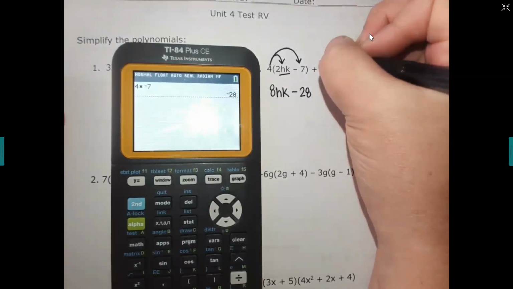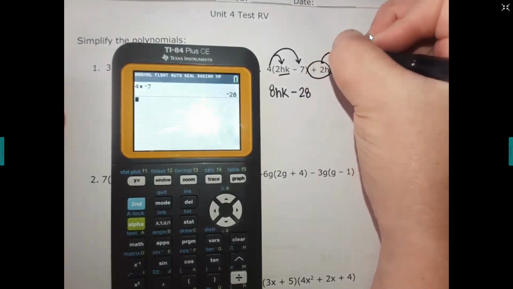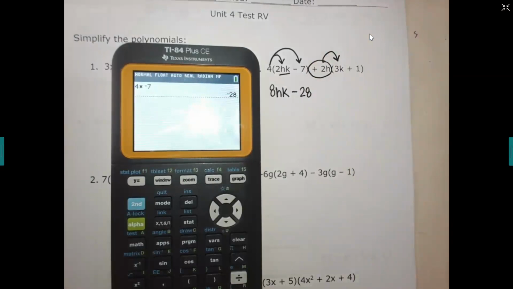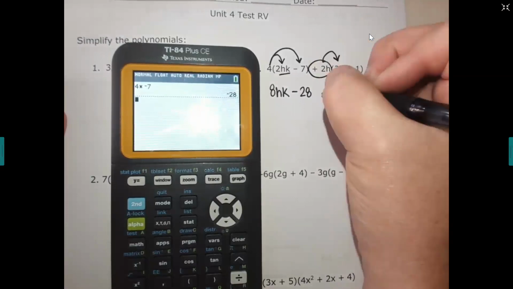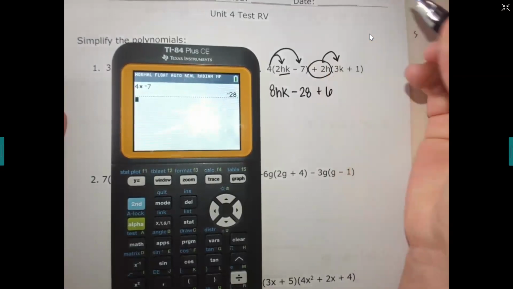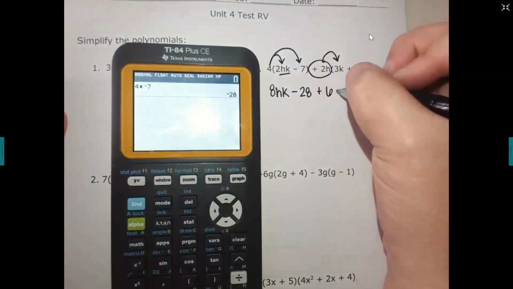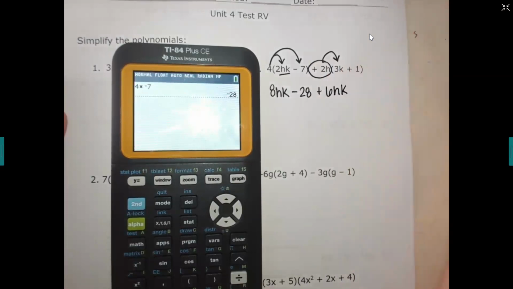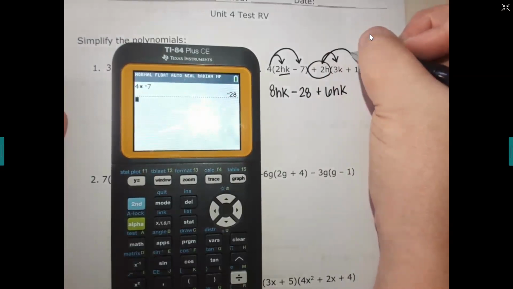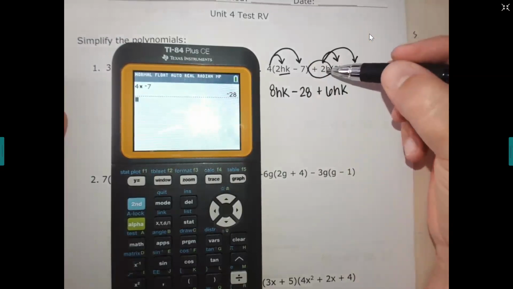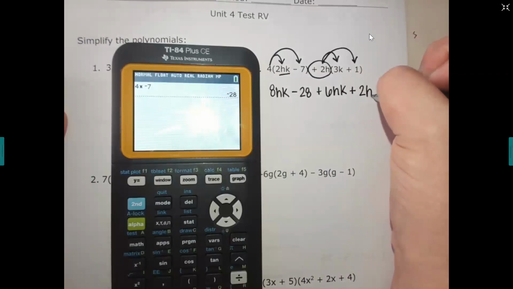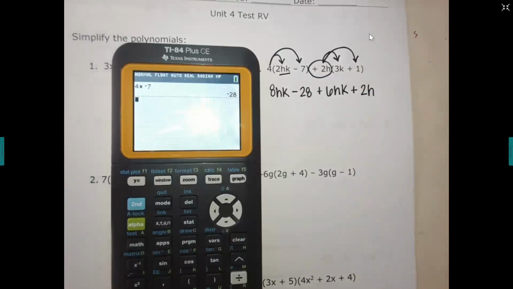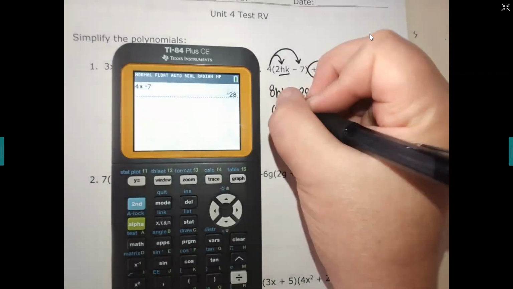Second term, I have a 2h that I'm going to multiply into the second parentheses. So remember, numbers with numbers. So 2 times 3, that's a 6. And then I have an h and a k, so I'll just keep those together. 2h times 1. Remember the number with the number, so 2 times 1 is 2, and then the h just kind of tags along.